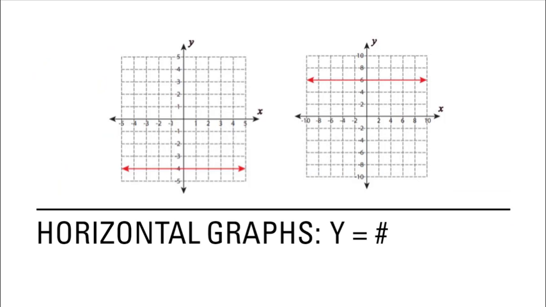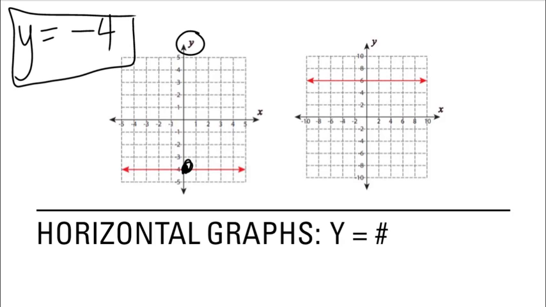Okay, first we're going to start with the easy graphs, horizontal. Okay, so the first example, look for the y-intercept. This is the y. Okay, the y-intercept is -4. And the line is touching y. So my equation is y equals -4.